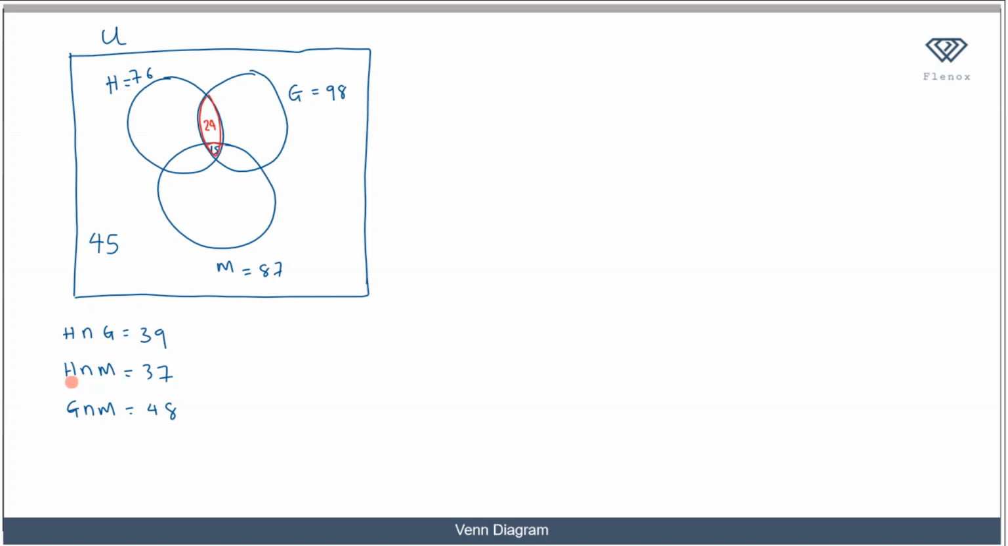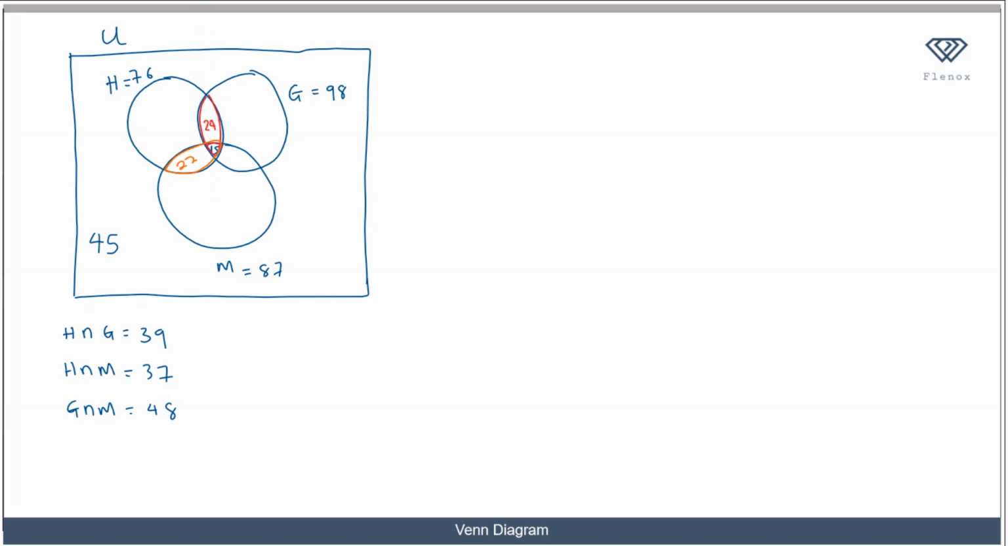Now I move on to the next information. I'm told that the intersection between history and mathematics is 37. So the intersection between history and mathematics is given by this orange line, and the area underneath here is 37, but a small fraction of it is 15 because this portion represents students that participated in all 3 subjects. So what am I left with here? I'm left with 37 minus 15, and that gives me 22.